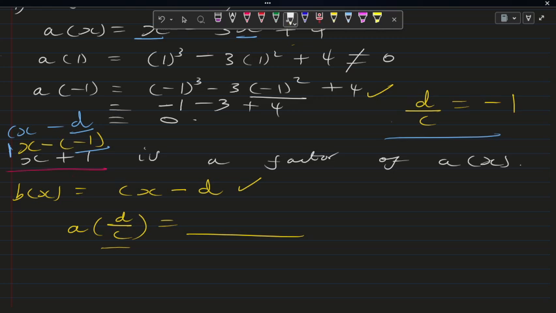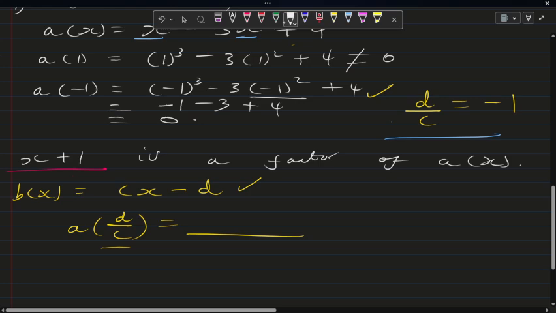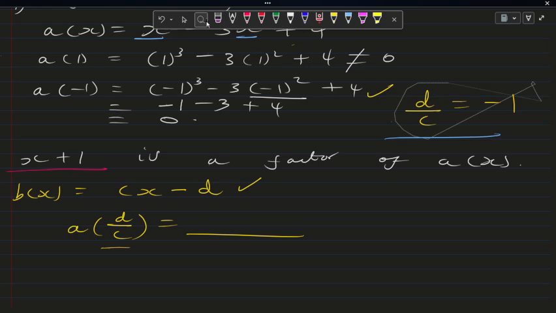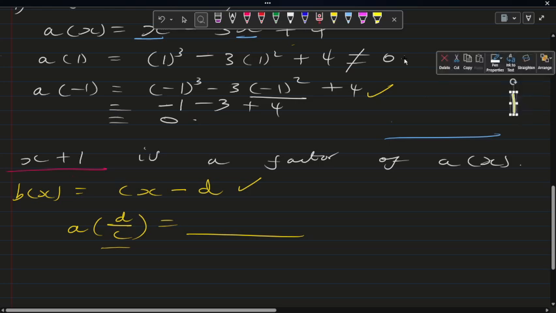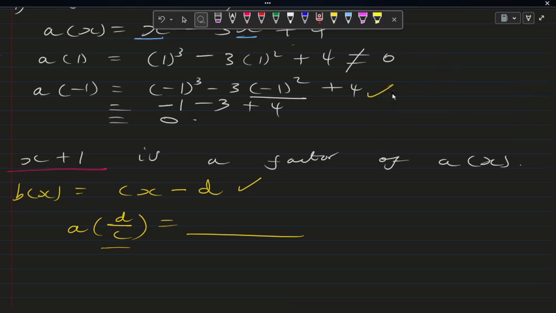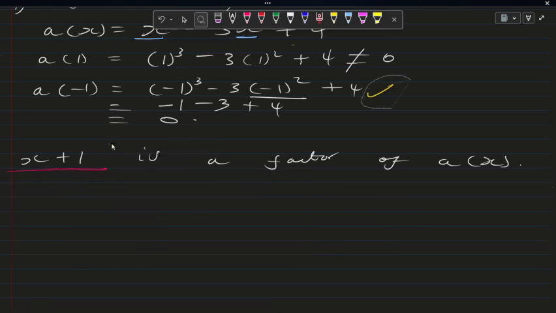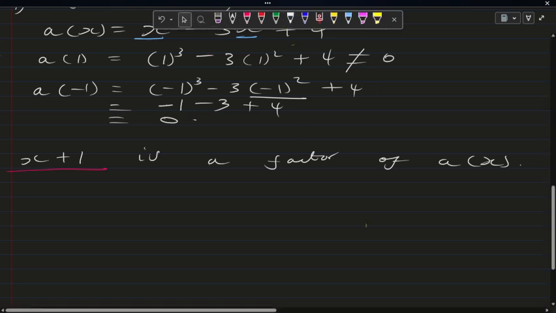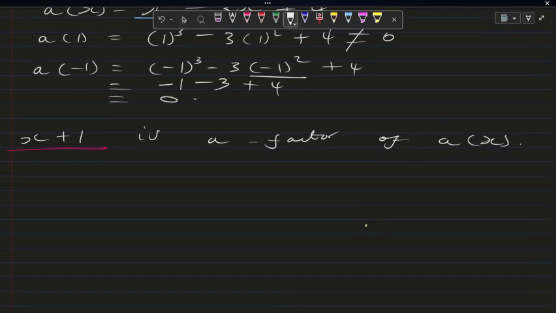We can conclude therefore that in this case, cx minus d is basically x plus 1. So x plus 1 is a factor of a of x.